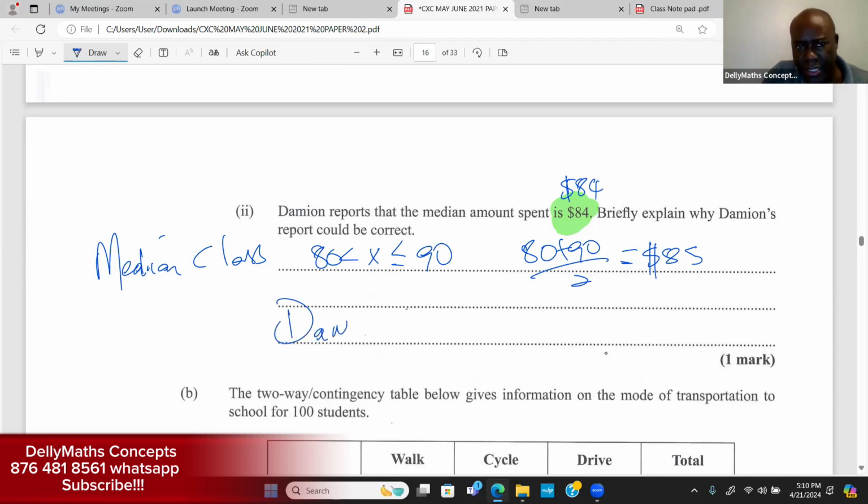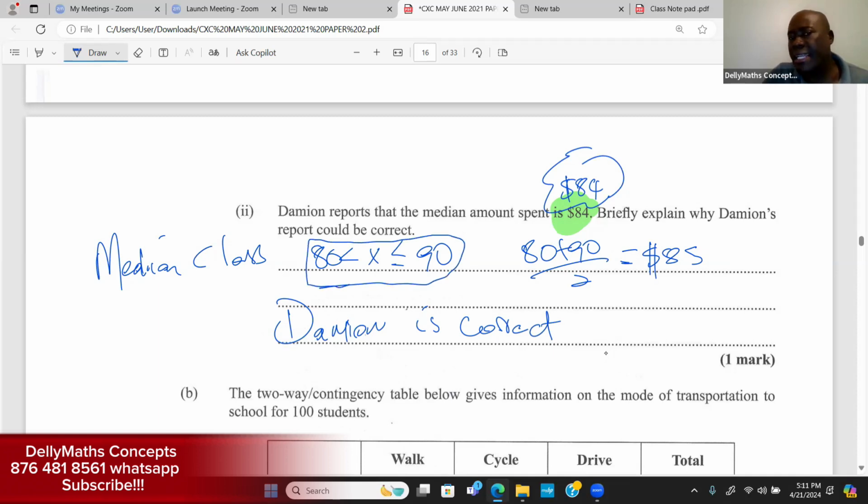So you could say that Damien is correct because Damien's median is in the median class. That's one reason. It is in the median class because the median class will be between 90 and 80, and this is in that median. As you could see, the mid value was 85, and he suggested 84. So on that basis, Damien's report is correct because his value is so close to the mid value. And not only that, it is actually in that median class.